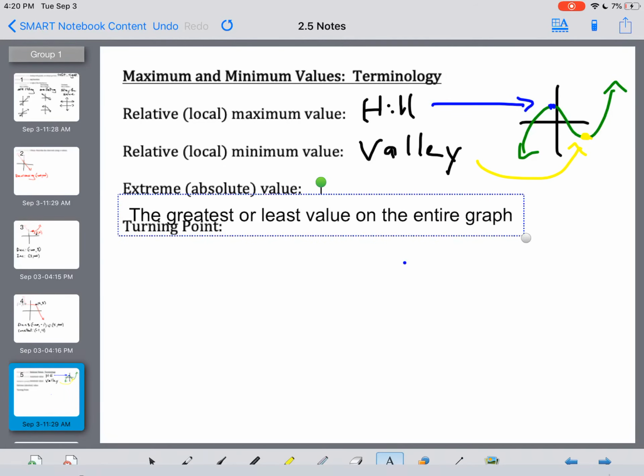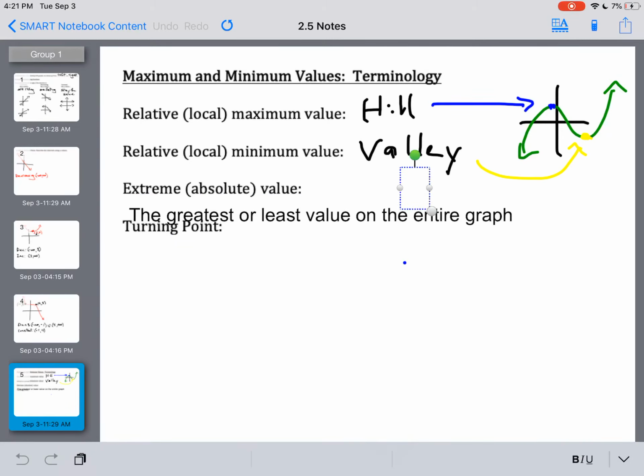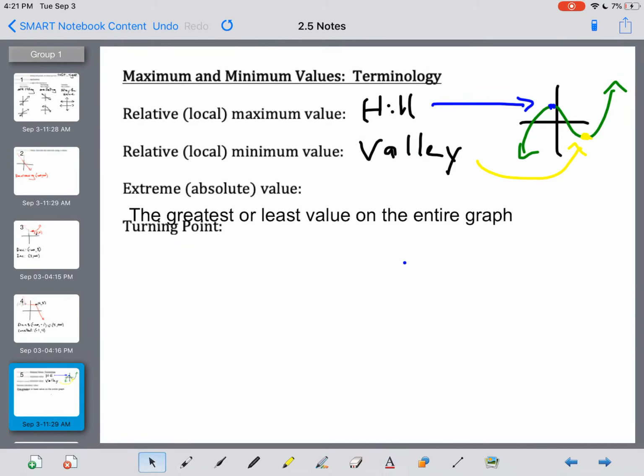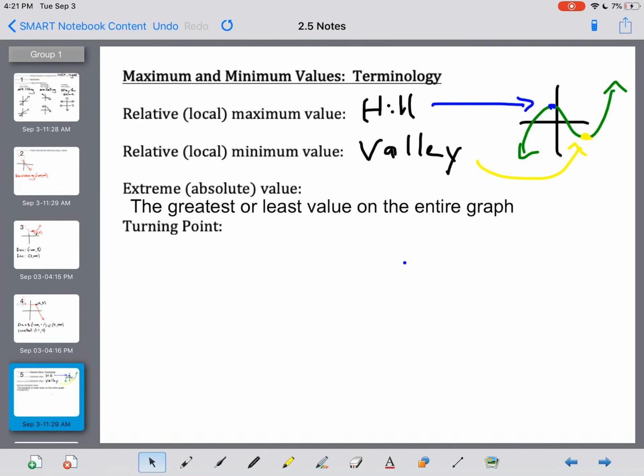Now, sometimes we won't have an absolute min or max value, because if our function goes off to positive or negative infinity, like in this example that I just drew, to the left, we're going to negative infinity. To the right, we're going to positive infinity. There is no absolute min or max here. We'll take a look at some examples that do have absolute mins or maxes.